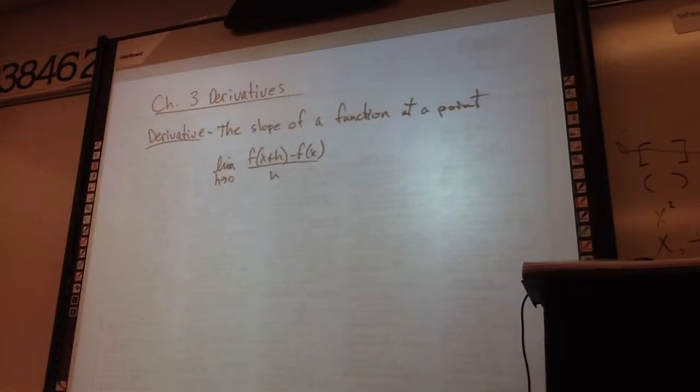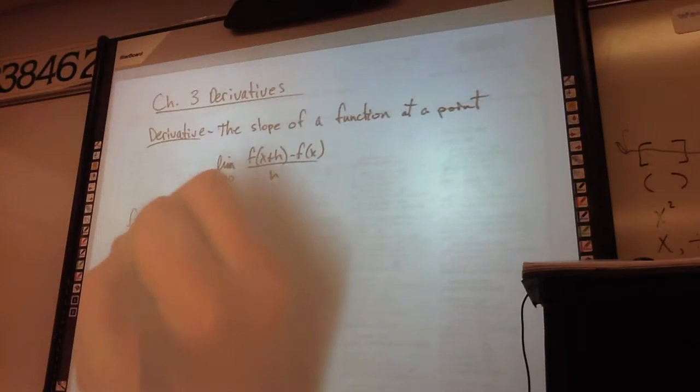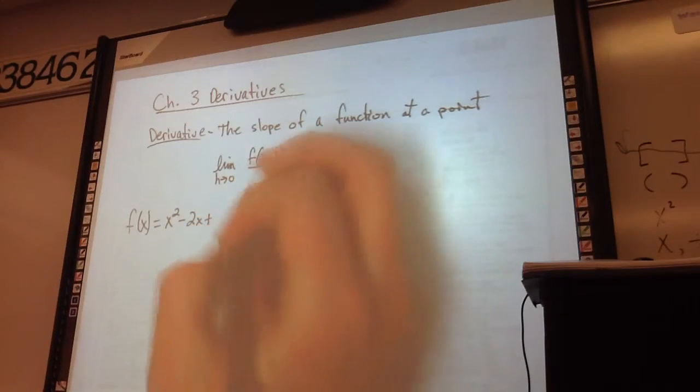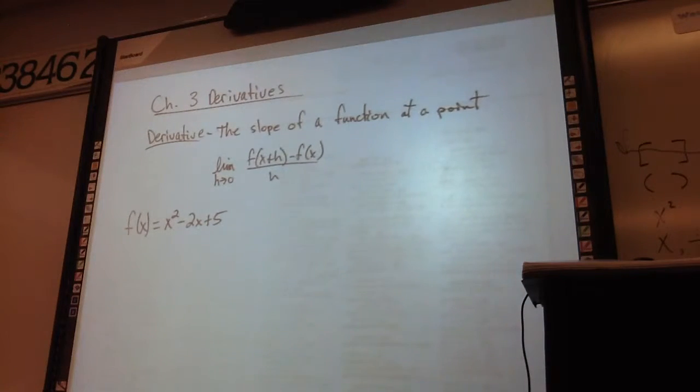Let's just do an example. Let's say we have f of x equals x squared minus 2x plus 5. On the one we did before, I told you the point to find the slope at. I would say find the slope at x equals whatever, and you would do it. In this one, we're going to just say find the derivative of that, meaning find the derivative at any point.